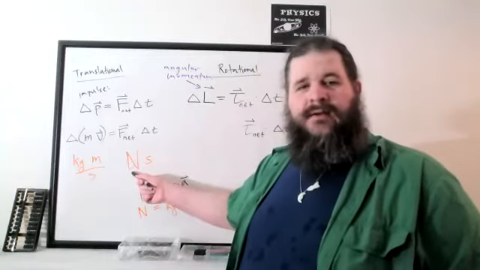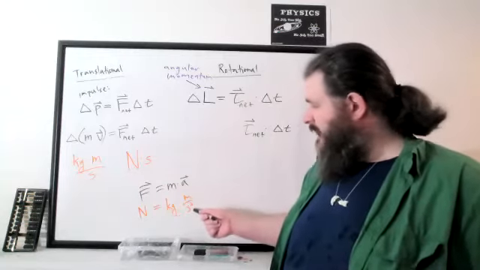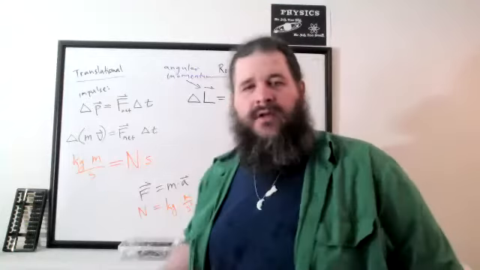Kilogram meters per second squared multiplied by an extra seconds. One of the seconds cancels out, canceling out the squared here. So you just get kilogram meters per second. So these match up. The units all work.